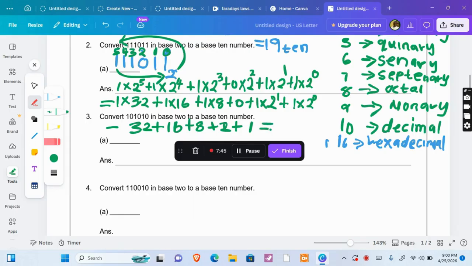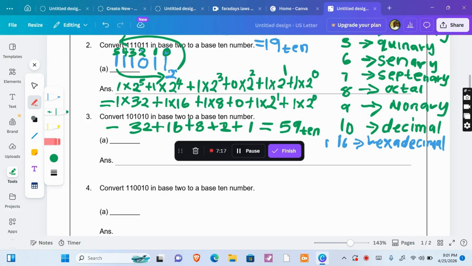So let's add them now. 32 plus 16 is 48. Plus 8, 56. Plus 2, 58. Plus 1 is 59 in base 10. So we have been able to convert this number from base 2 to base 10. Do you see that? This is so easy. You can easily do that.